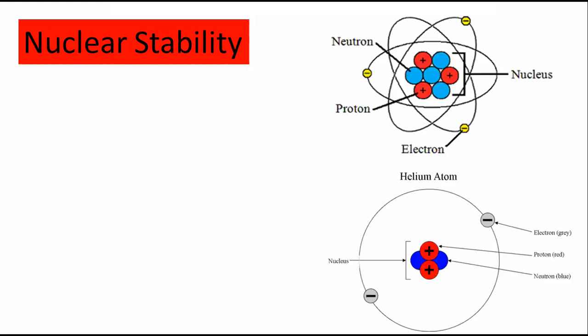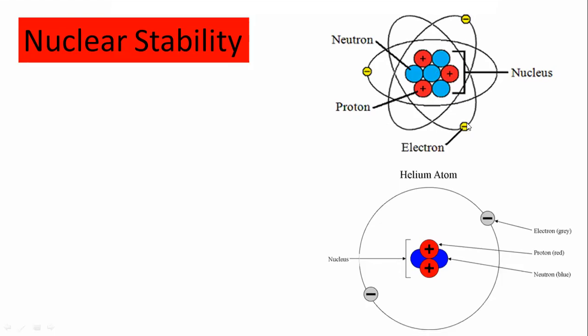So first have a look at the atom. This is the atom, or this is the nucleus, and these are the extra nuclear parts. That means only the electrons are there. So here our concern is to discuss the stability of the nucleus only. We are not considering the extra nuclear part, that means the electrons.